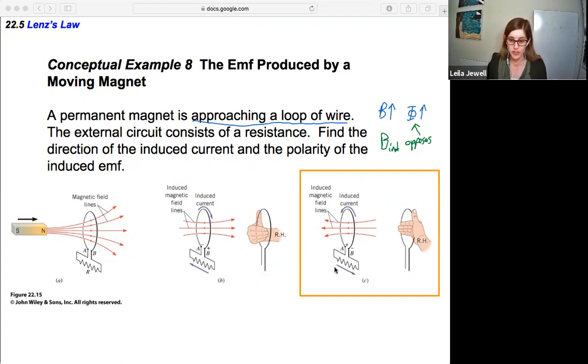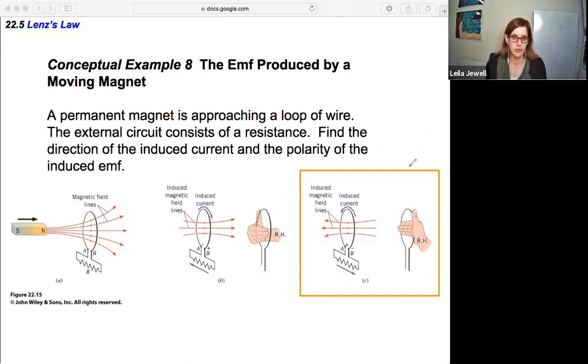And if the current is flowing that way, through the resistor from A to B, then it looks like point A is the positive EMF side of the EMF source, right? Versus B is the negative side. That's the polarity of the induced EMF, if you will. But the induced current does just fine to convey that.